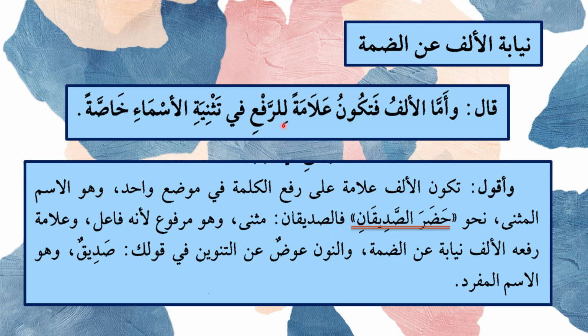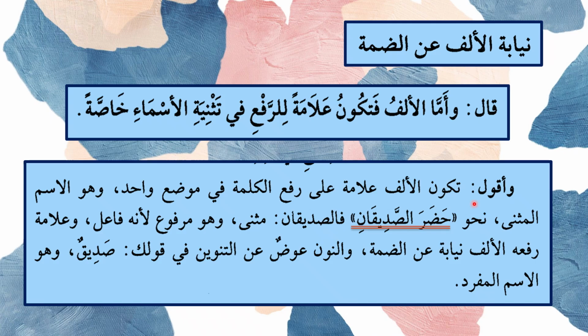Whenever you see an alif in a dual noun, a muthanna noun, you immediately know that it is in raf case. Fi tasniyatil asma'i means in the dual nouns. Tasniya means dual and tasniyatil asma'i means all the dual nouns, and khasa means special. So all the dual nouns will show their marfu case in the suffix as an alif. So the alif is now the representator showing that this particular noun is in marfu case.